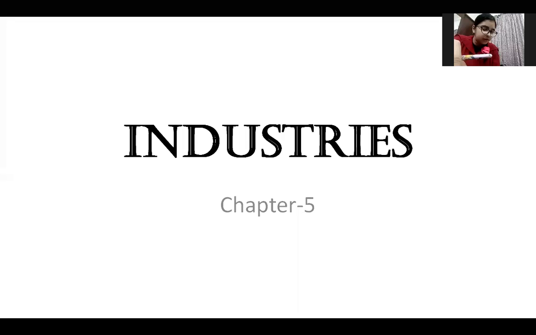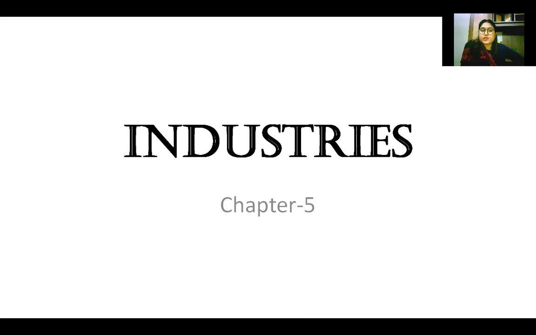Mineral-based industries, where mineral ores are the primary raw materials, marine-based industries, which use products from seas and oceans, and forest-based industries, which utilize forest products as raw materials. Okay, fine. So on the basis of raw materials, we have four types of industries: agro-based, mineral-based, marine-based, and forest-based industries.